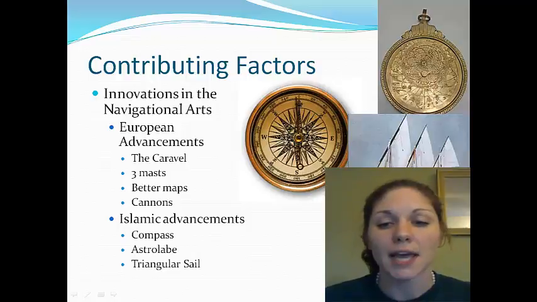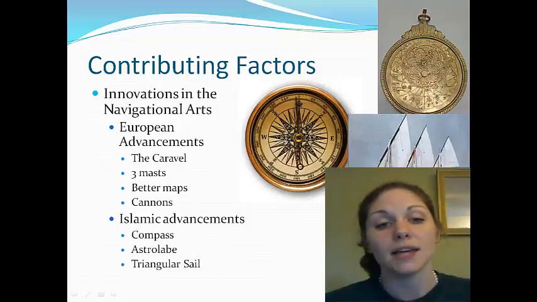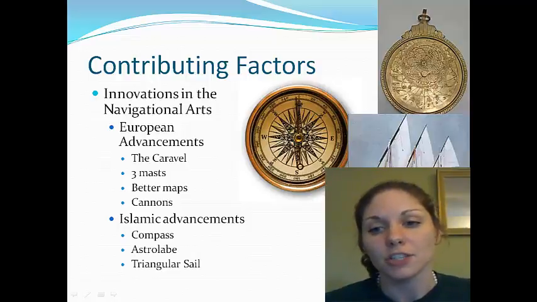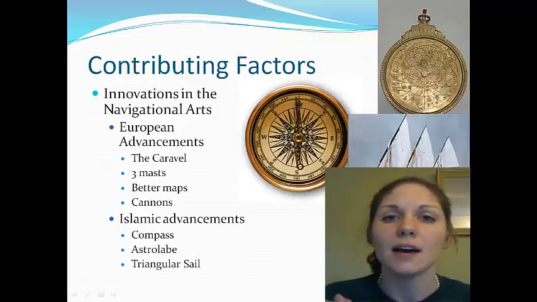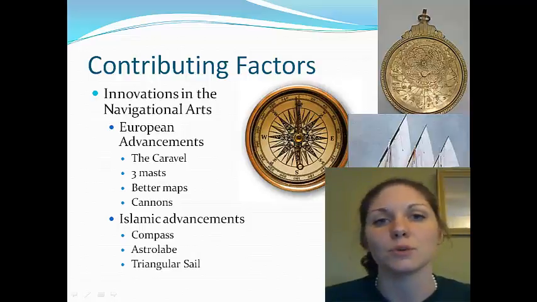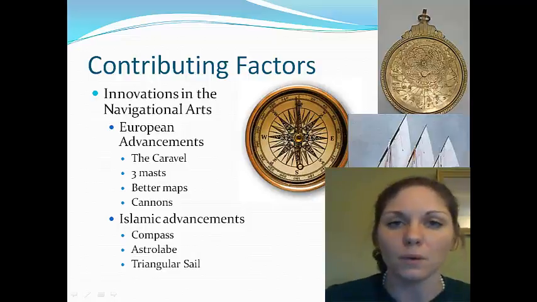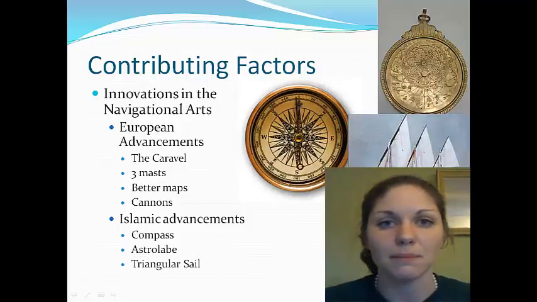And lastly, the triangle sails. So you see on that caravel ship that there are triangular shaped sails. This allowed the explorers to sail actually straight into the wind, so you didn't have to worry about only going with the wind. It just helped them navigate better.